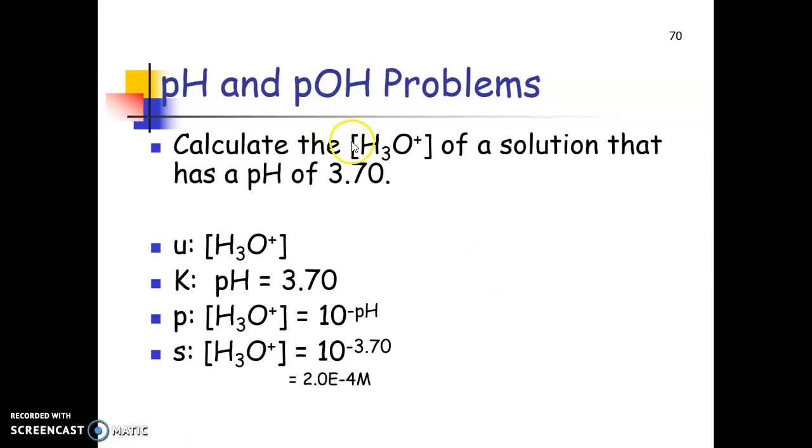Alright, and here is an example where you find the hydronium ion concentration when you know the pH.